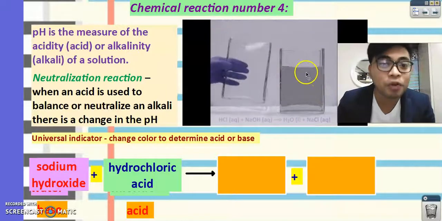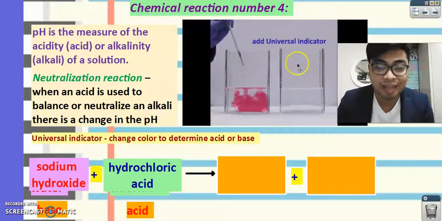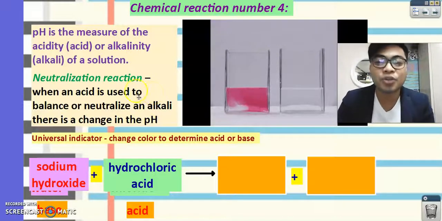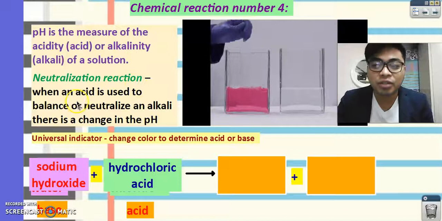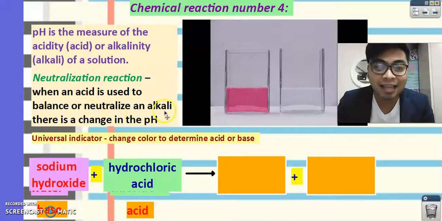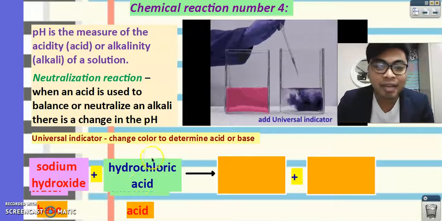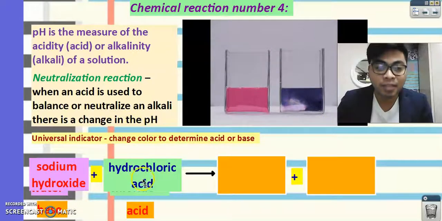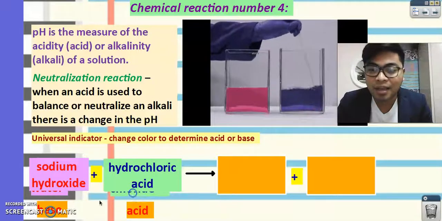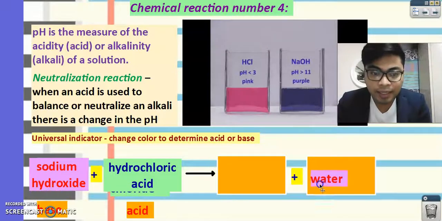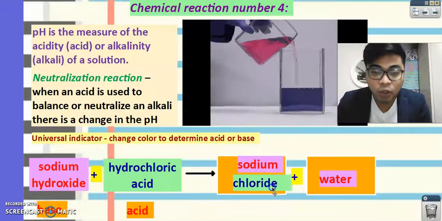Is 11, I mean. But if you combine them, take a look at the color, and the resulting pH now becomes 7. So we call this process a neutralization reaction. So what is a neutralization reaction? It is used to balance or neutralize an alkali. Here, the alkali is your sodium hydroxide. If you add the acid to it, it changes the pH. This one has a pH of 3. This one has a pH of 11. But the resulting product that we have here is water plus sodium chloride.